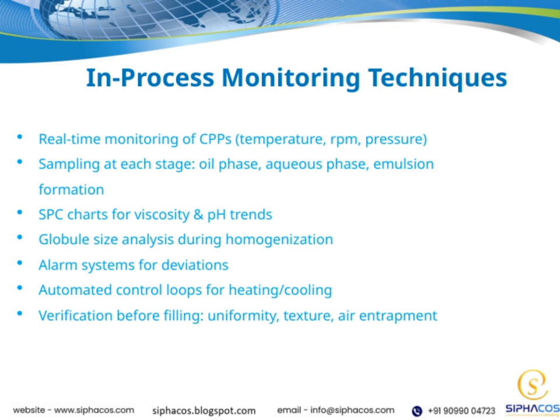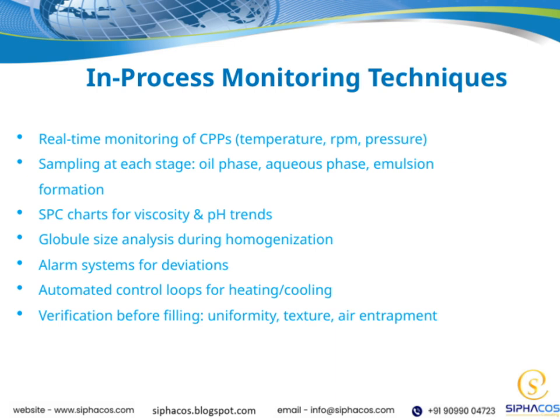We also use SPC charts, statistical process control charts, to monitor trends in viscosity and pH. These charts are vital because they help us visualize whether these critical attributes are staying consistent or if there's a drift that needs attention. During homogenization, we perform globule size analysis.